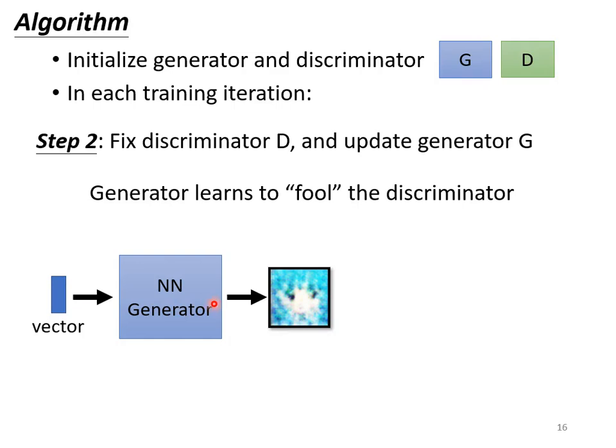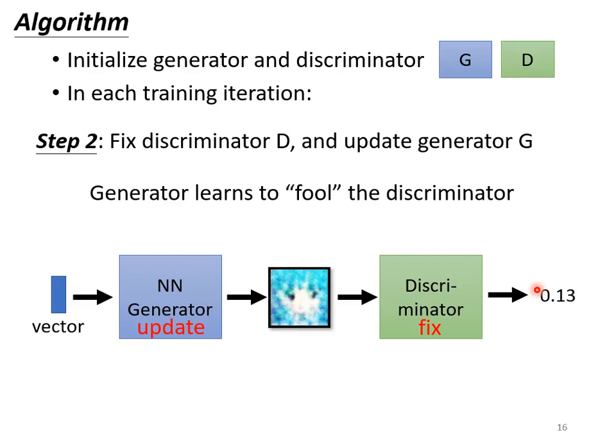Next, we feed this image into the discriminator. The discriminator would give this image a score. The goal of the generator training: the parameters of the discriminator are fixed, and we would only update the parameters of the generator. The goal of the generator training is to maximize the output value of the discriminator.